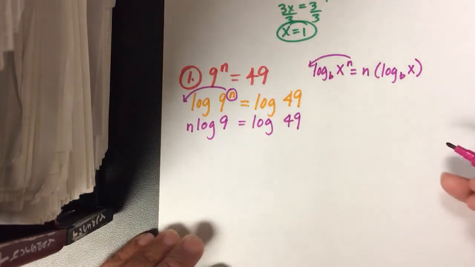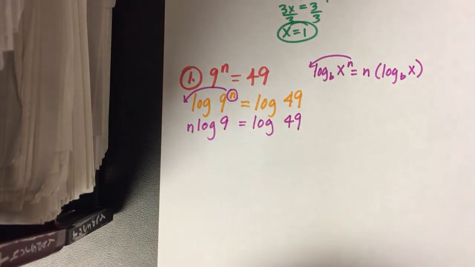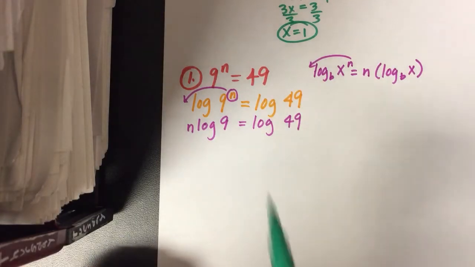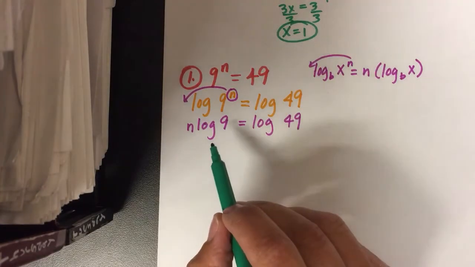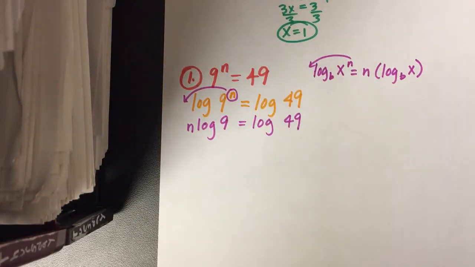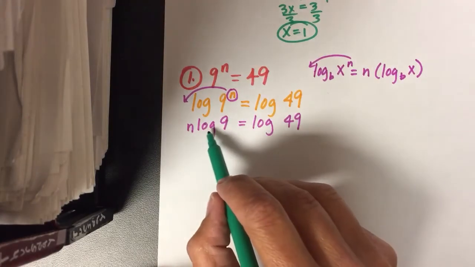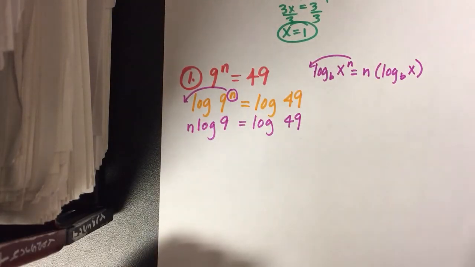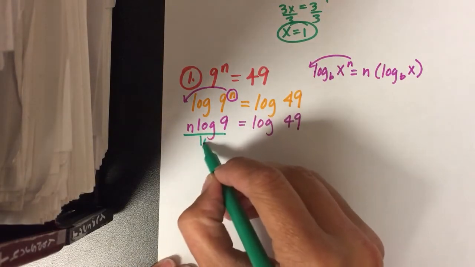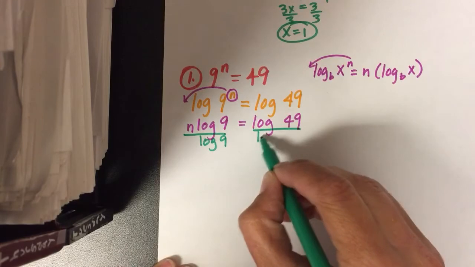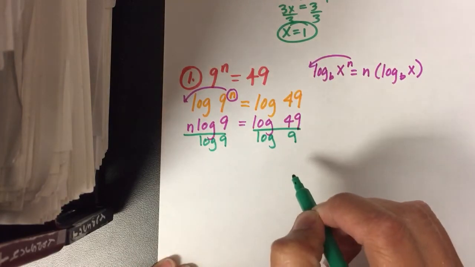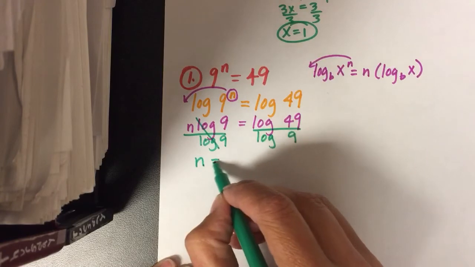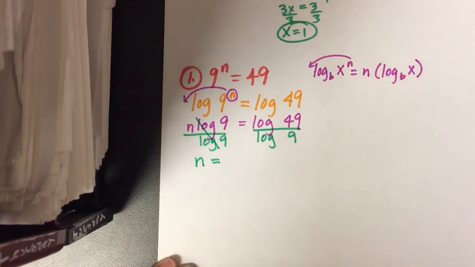All right. My next step is I've got to isolate the n. Remember, when we solve for variables, we're always trying to isolate the variable. So for my next step, I'm going to want to move the log of 9. One thing that's important to remember is that log of 9 and log of 49 are just constants. They're just numbers. Even though you see "log," they're just numbers. You can treat them just like any other number. So I'm going to divide both sides by log of 9. What that creates for me is n by itself.